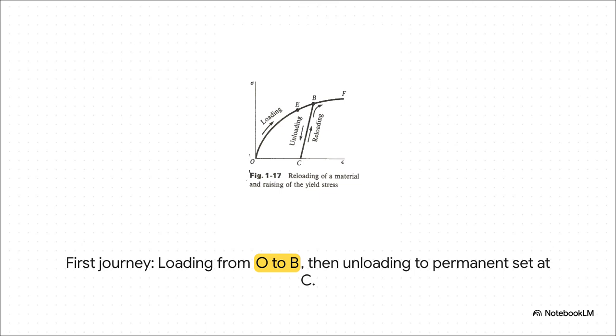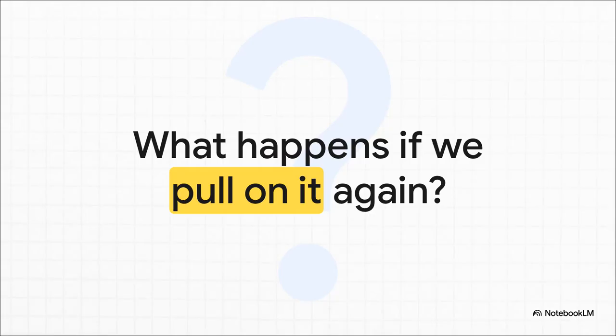So let's trace that journey one more time. We pulled it past its comfort zone to point B, then we let it go, and it ended up with that permanent stretch at point C. So now it's just a little bit longer than it was when we started. So I've got a question for you. Take a second. We're starting from this new point, point C.